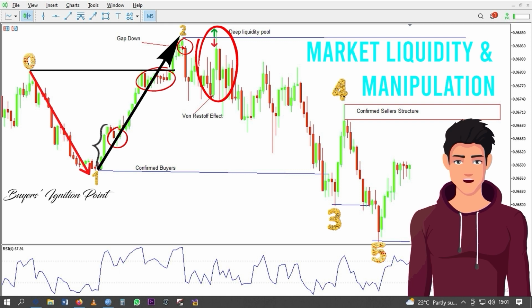Anyways, to make the long story short, the high volatility of these 2 consecutive bullish candlesticks generated what we call the von Restorff effect in the psychology of uneducated retail traders. In simple terms, the volatility of these 2 consecutive bullish candlesticks attracts more attention from all traders.